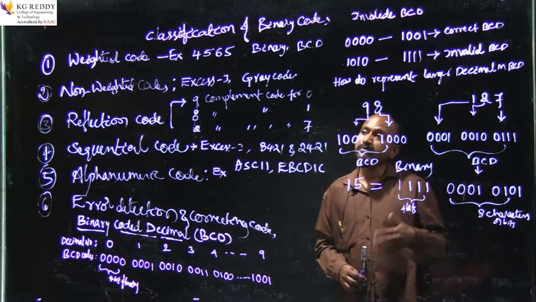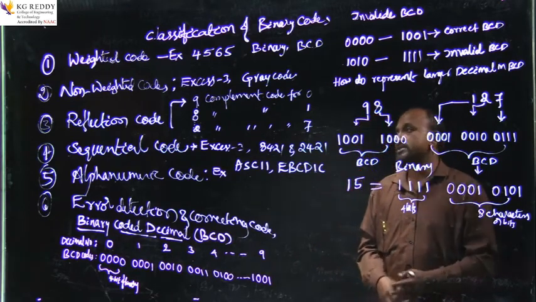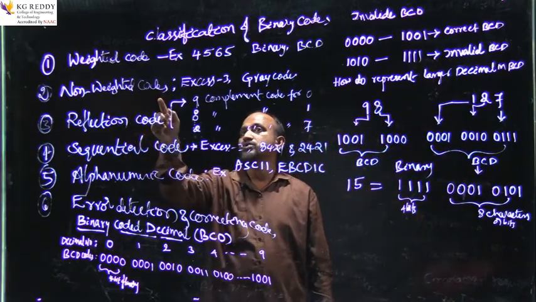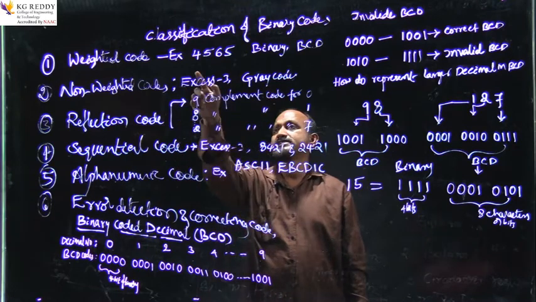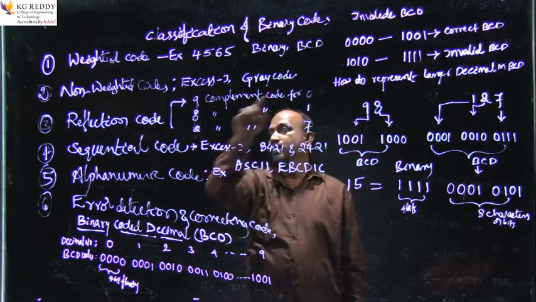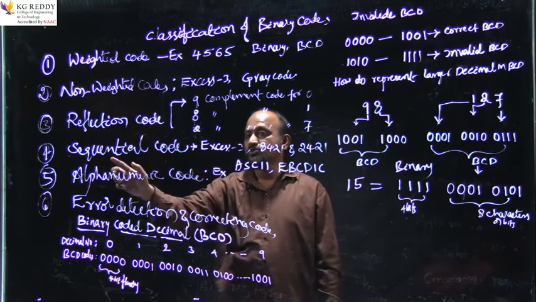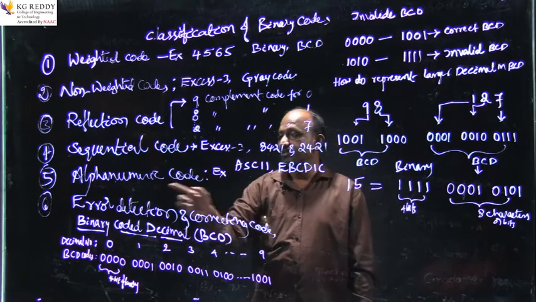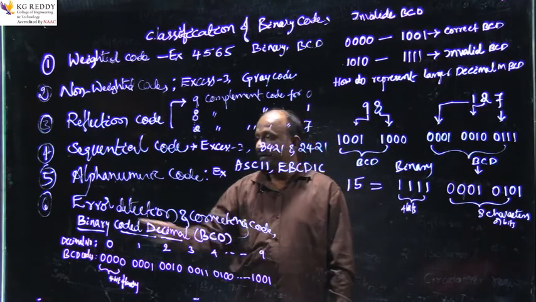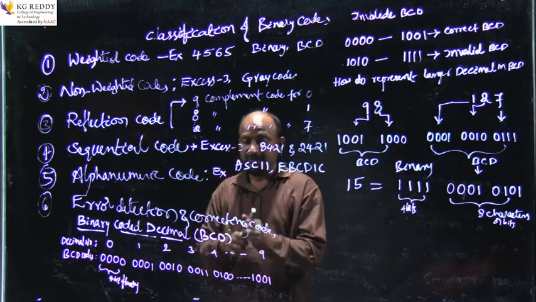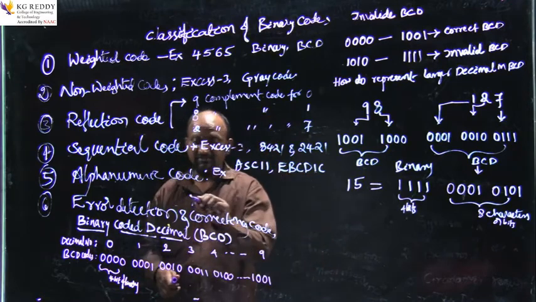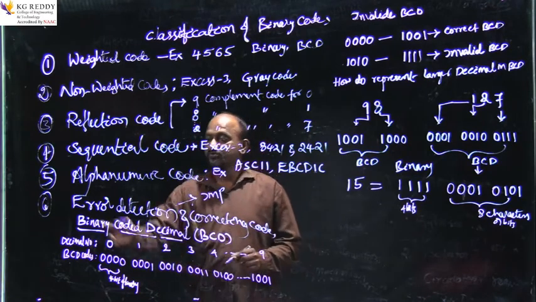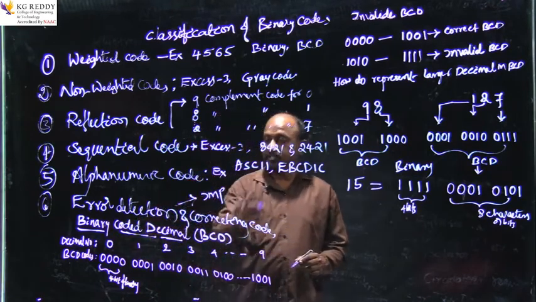We will discuss in the next classes all the reflected codes, and we will also discuss non-weighted codes, for example excess-3 and Gray code. What is the excess-3 code and what is the Gray code? We'll discuss in the next video. We'll also see sequential codes, for example 8421 and 2421, ASCII code and EBCDIC code. Also a very important point: error detection and correction will be very important from an exam point of view and also a communication point of view. We will discuss error detection and correction in the coming video.